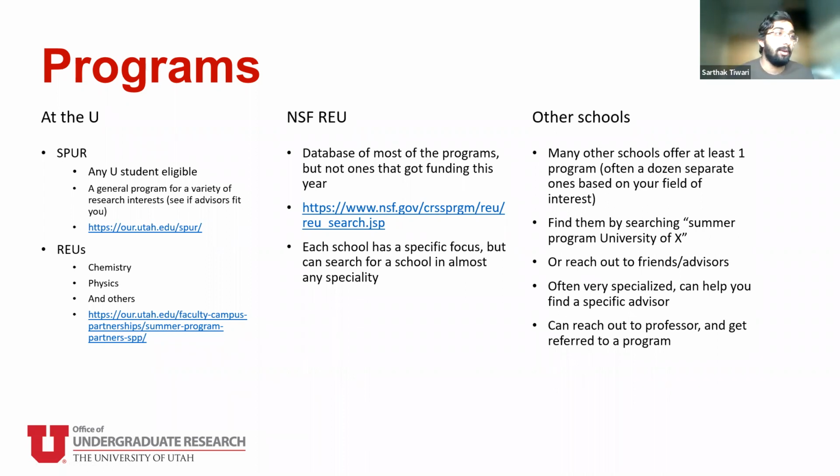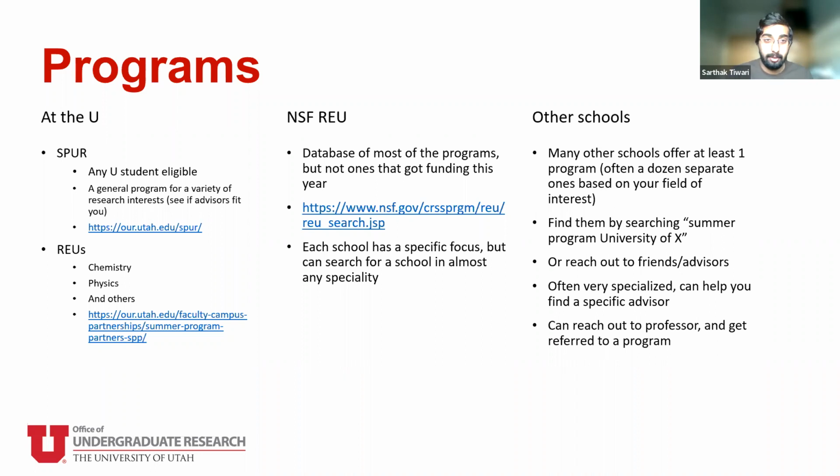A lot of schools offer at least one program, sometimes up to a dozen different ones, depending on the school. Some of them are also very specialized. Like the UCLA one that I attended was a genomics-focused program. And sometimes you'll have one for biomechanics or chemistry or quantum computing. There are all sorts of very specific programs. And so there are different ways to find them.